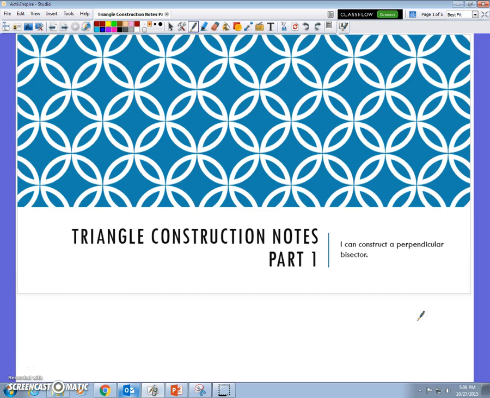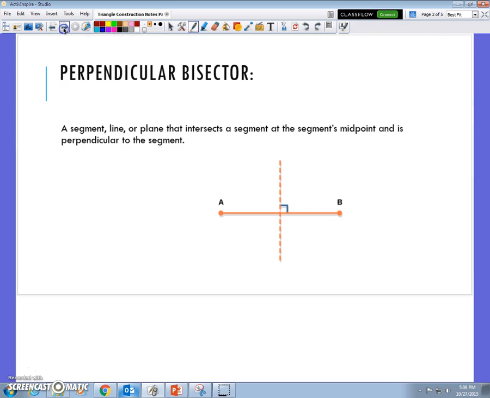Alright, this is Mr. Gillum, and today we're going to start some triangle constructions. Not that we're actually going to be constructing triangles, but important parts of the triangle can be found through constructions. So, the first thing we're going to learn today is how to construct a perpendicular bisector, and that's going to lead us into some theorems.